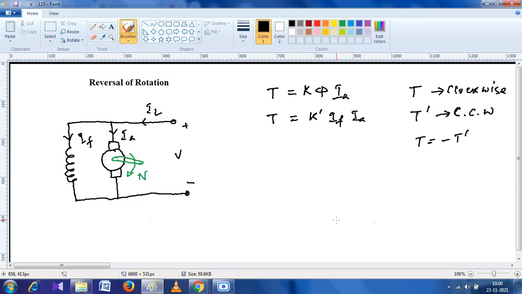We know from the top equation T is equal to K phi into Ia. So if we replace the value of phi by If, we can modify that equation as T is equal to K dash If into Ia. So tell me, if I want to make the sign of torque negative, what should we do at that time? What should we do?